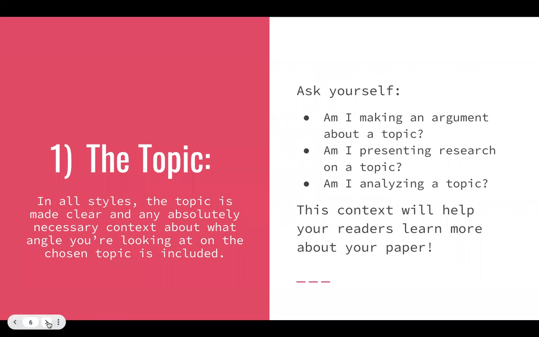So as you write, you should ask yourself, am I making an argument about a topic? Am I presenting research on a topic? Or am I analyzing a topic? This context will help your readers learn more about your paper.